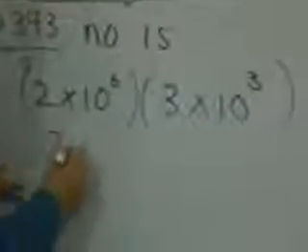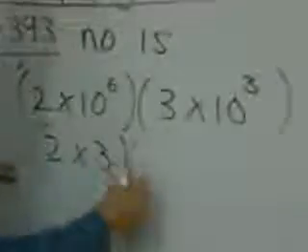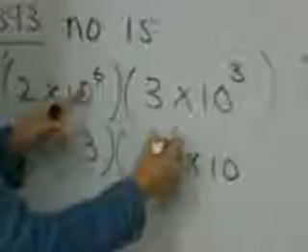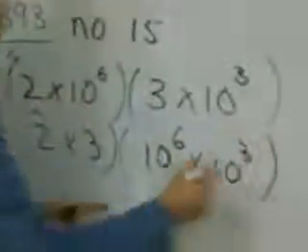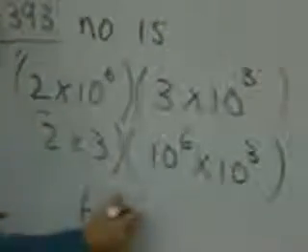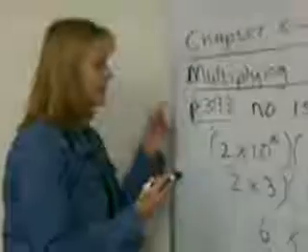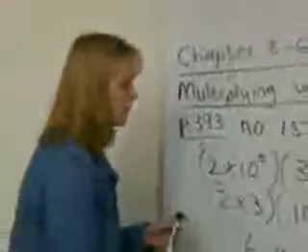We say 2 times 3, we group that together, and then 10 to the 6 times 10 to the 3. 2 times 3 is 6, times 10 to the 6 plus 3, which is 9. Voila, and that's the end of this one. Now there will be one more movie on chapter 8.6 with exponents but a different type. Watch the next one as well.